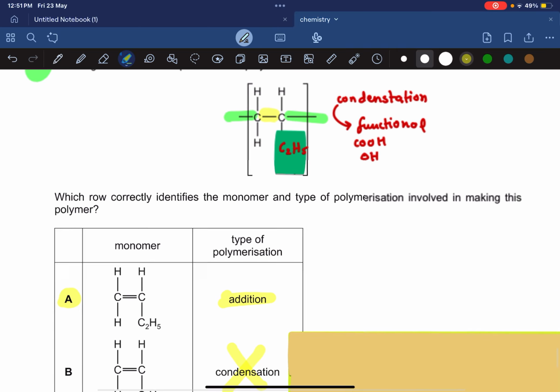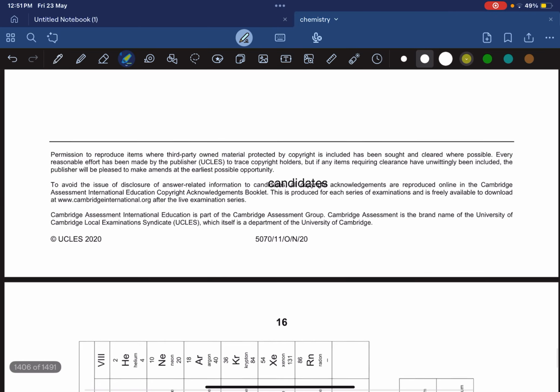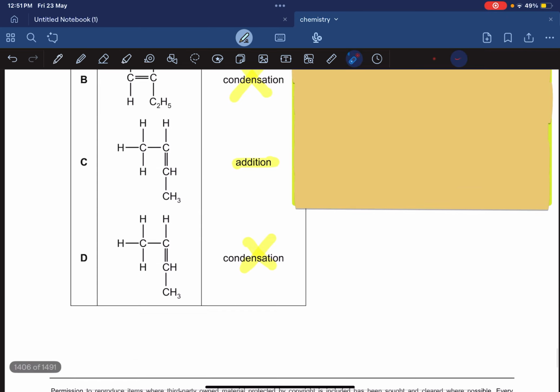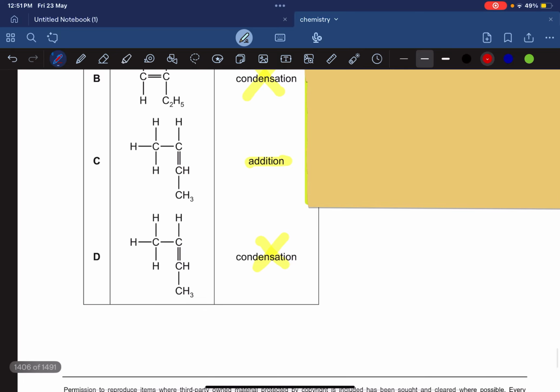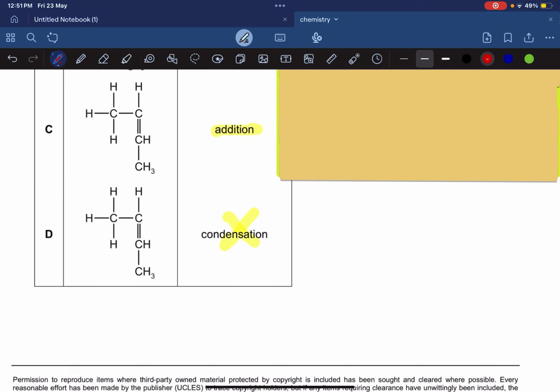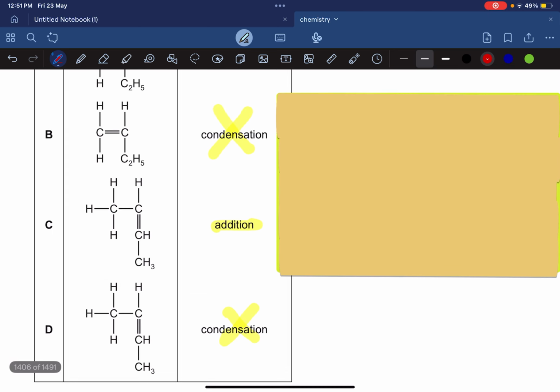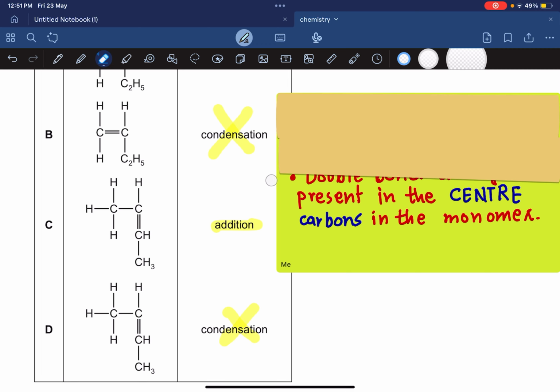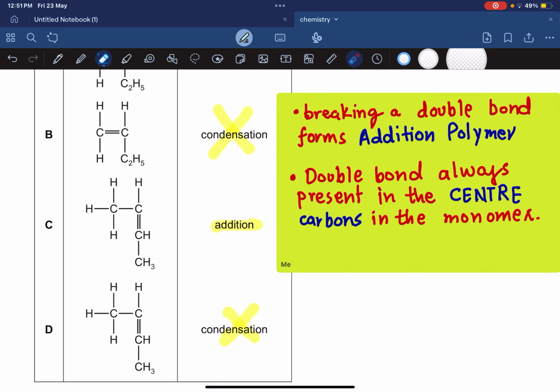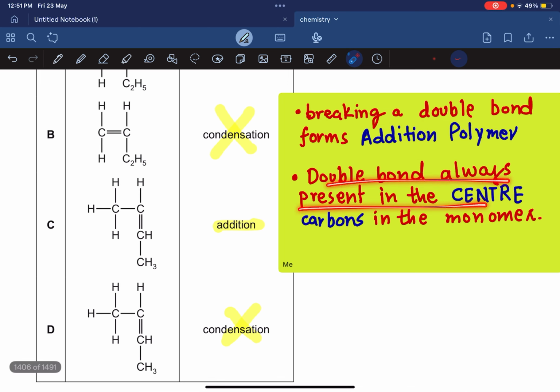So we are done with all the difficult questions of this paper, which was, I guess, 507011 October November 2020, and I highly suggest the IGCSE people to do the O-level papers because they are difficult, because you're given 1 hour for an O-level paper, and for an IGCSE paper you're given 45 minutes for the same 40 marks in both papers. So I guess you should try them. And the concept over here was that breaking a double bond forms addition polymer, and the double bond is always present in the center carbons in the monomers. From where you break the bond, from there you extend the bond as well.